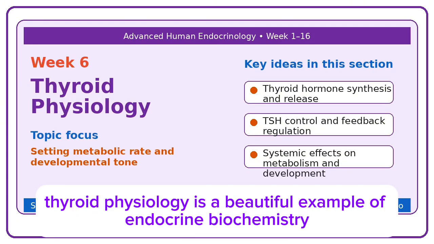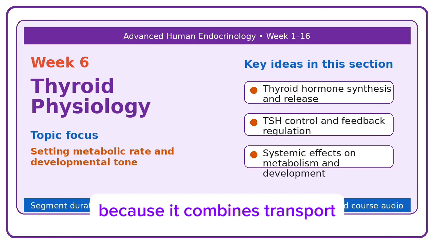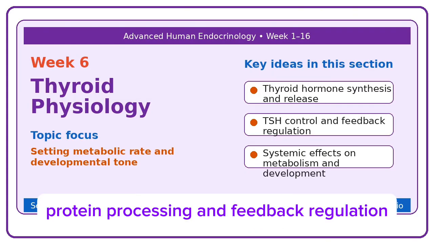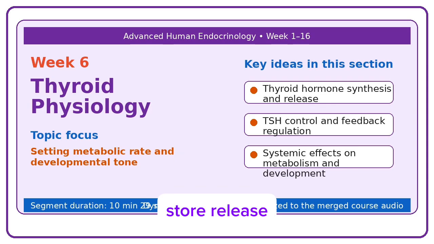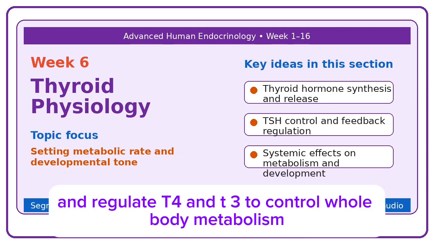Thyroid physiology is a beautiful example of endocrine biochemistry because it combines transport, oxidation chemistry, protein processing, and feedback regulation. Essential question: how does the thyroid gland synthesize, store, release, and regulate T4 and T3 to control whole-body metabolism?